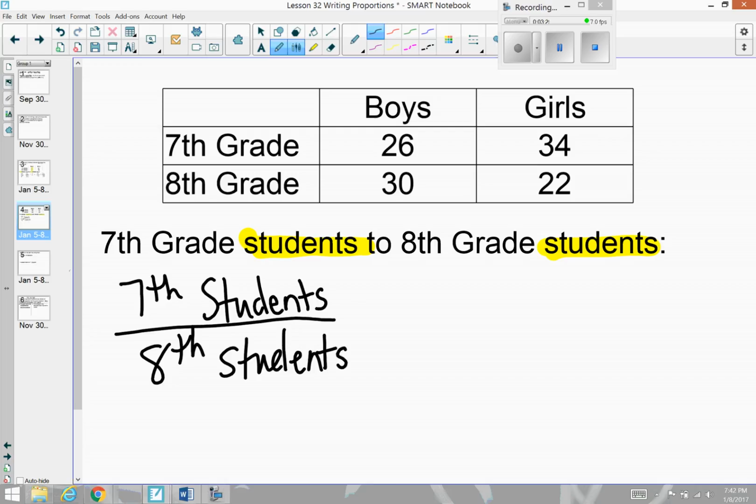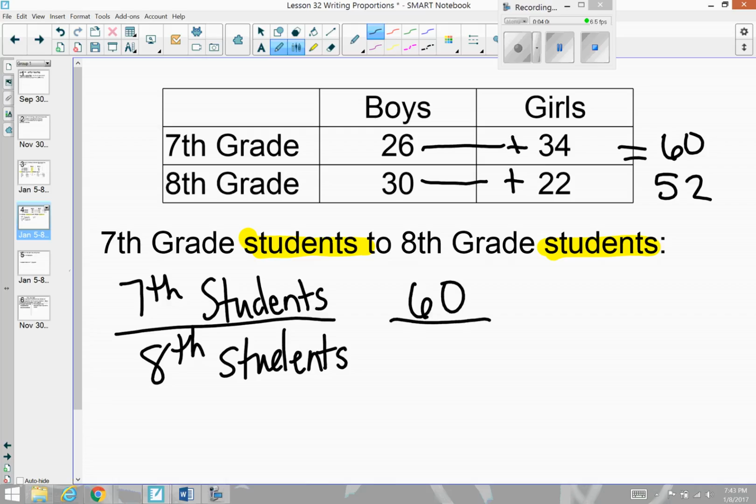And for our first ratio, we have to identify how many we have all together, because this includes both the boys and the girls. So if we add 26 plus the 34 girls, we get a total of 60 7th grade boys and girls. If we add the 30 boys in 8th grade to the 22 girls in 8th grade, we get a total of 52. So when we place those values in our ratio, we have 60 7th grade students to our 52 8th grade students.